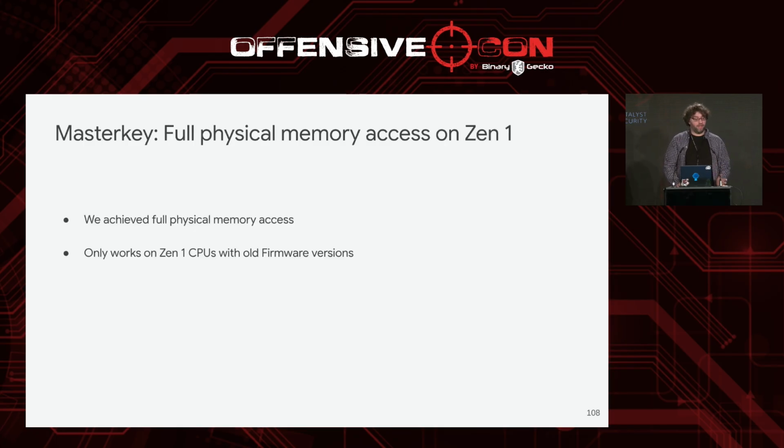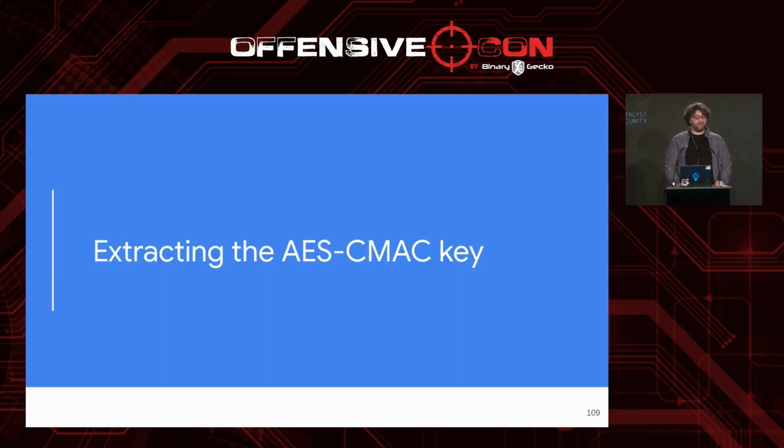Now, let's see what we have now. We have full physical memory access. We can copy memory around, but this only works on Zen 1 CPUs with very old firmware versions. It still was very helpful to us because we want this key. And now let's look at how we got the key using this.